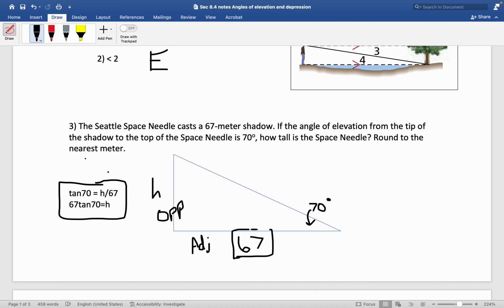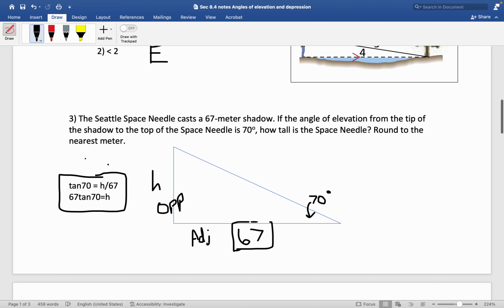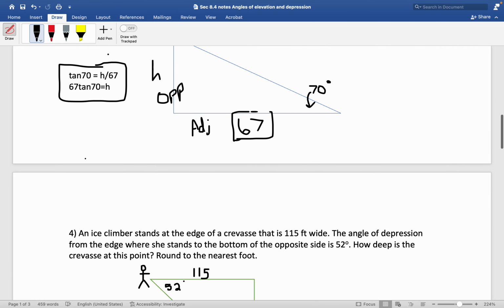I'm having a hard time with my technology here, so I'll trust you guys to use the answer key and your calculator to find that exact value. Let's look at a couple more.